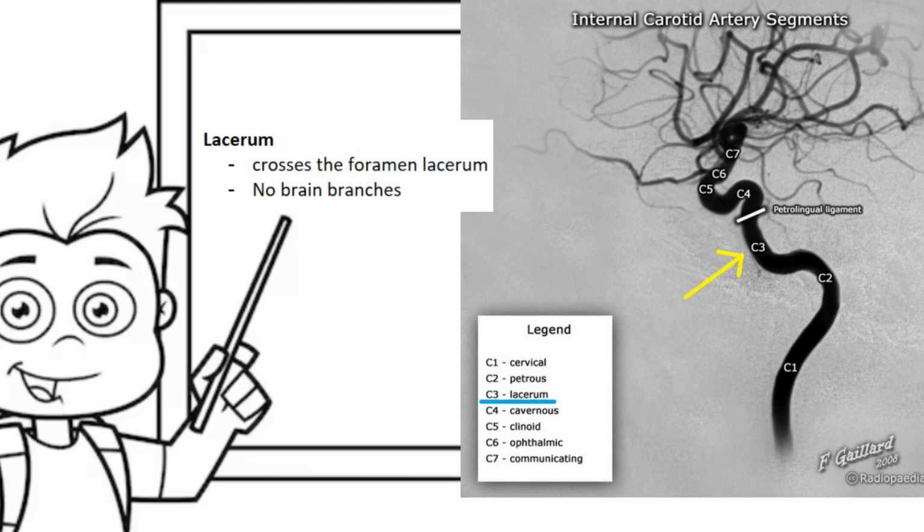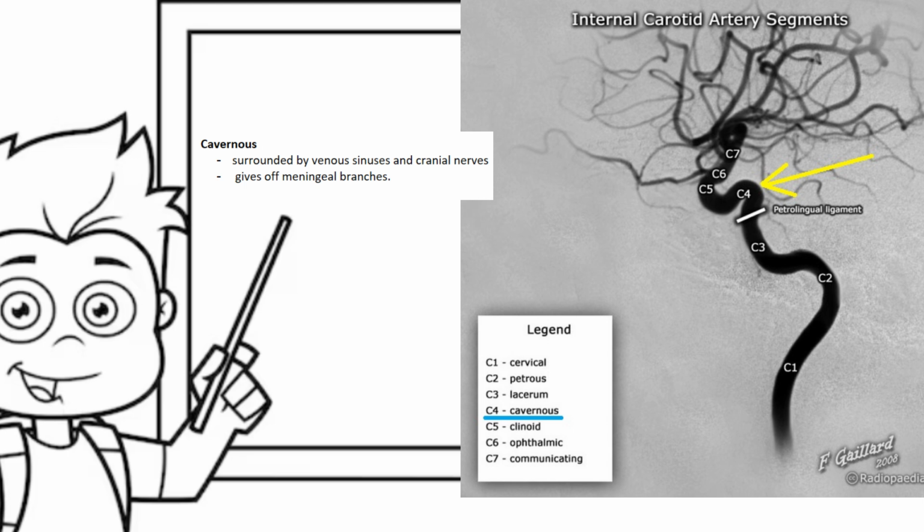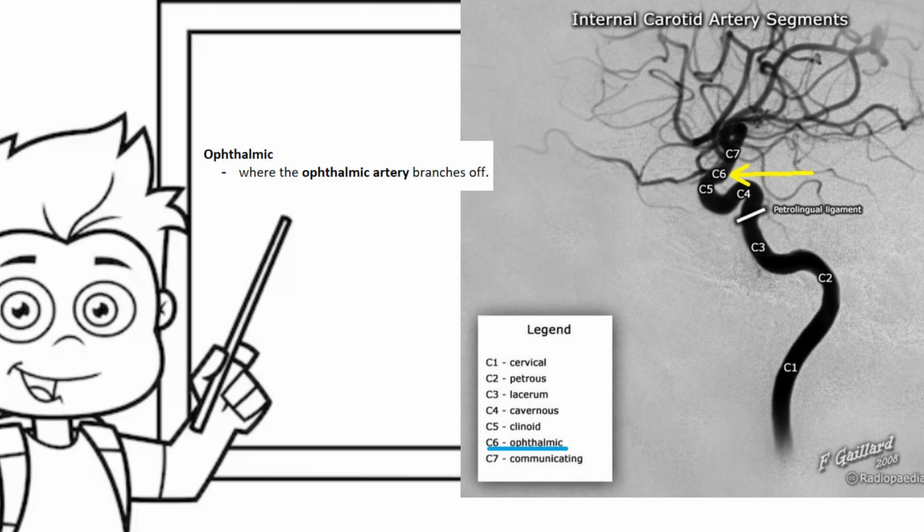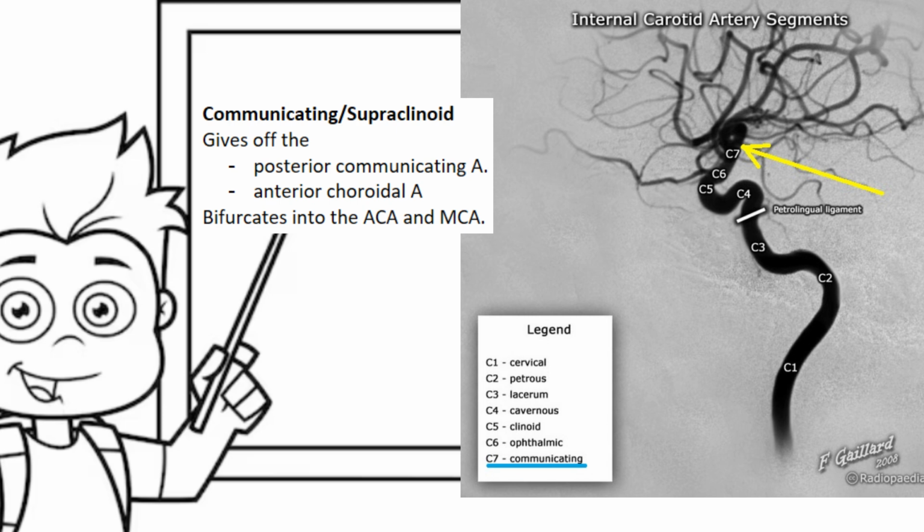The third segment is the lacerum segment, which crosses the foramen lacerum but does not give off any branches. The fourth is the cavernous segment, surrounded by venous sinuses and cranial nerves. It gives off meningeal branches. The fifth is the clinoid segment, a transitional zone. The sixth is the ophthalmic segment, where the ophthalmic artery branches off. And the seventh is the communicating or supraclinoid segment, which gives off the posterior communicating and anterior choroidal arteries, and then bifurcates into the anterior cerebral artery and the middle cerebral artery.